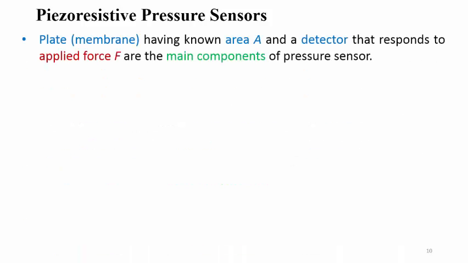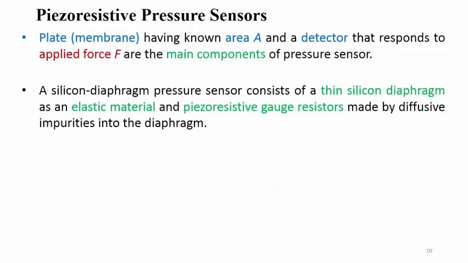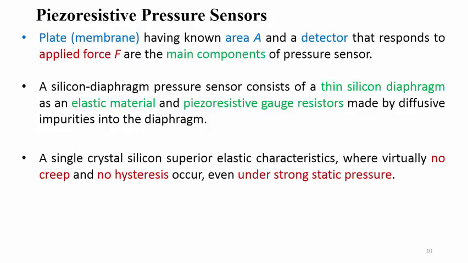The next category of pressure sensor is based on the piezoresistive principle. Here you will find a plate or membrane having a known area A and a detector that responds to the applied force as the main components of this kind of pressure sensor. Here you will find a silicon diaphragm in the assembly of the pressure sensor, which consists of a thin silicon diaphragm as an elastic material, and piezoresistive gauge resistors made by diffusing impurities into the diaphragm.